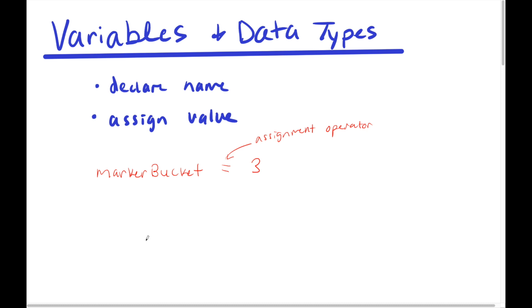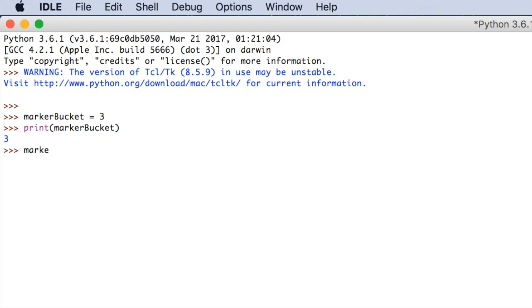Now, you can always manipulate values inside it. So say I did marker bucket equals marker bucket plus 1. So like I said, this is the assignment operator. We are basically reassigning a value to marker bucket here. So what we're doing is we're taking the current value of marker bucket, which the computer recognizes as 3, and we're adding 1 to it. So now our new value reassigned to marker bucket will be 4. So if I ever refer to marker bucket again, it should recognize that it is 4.